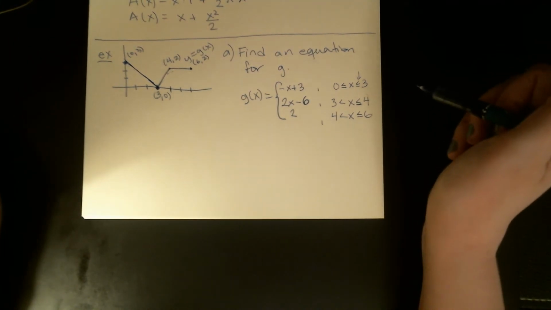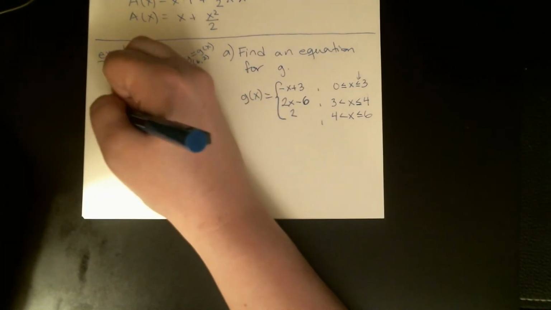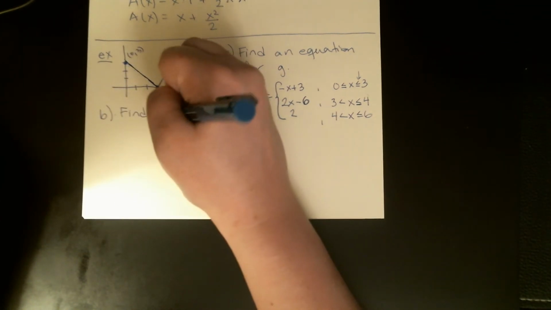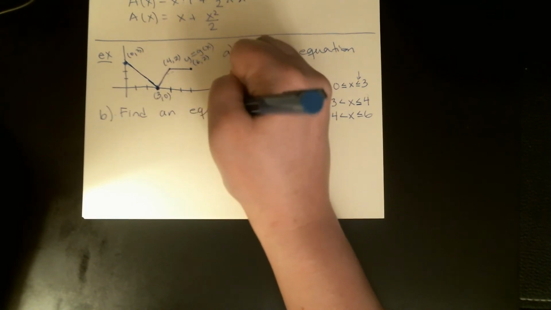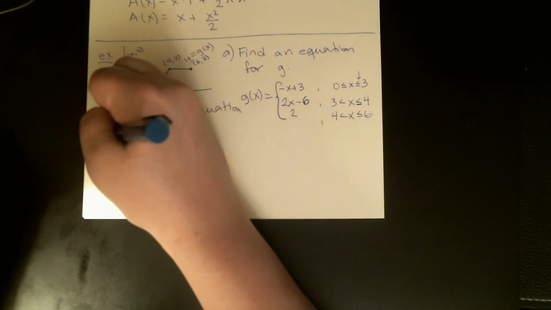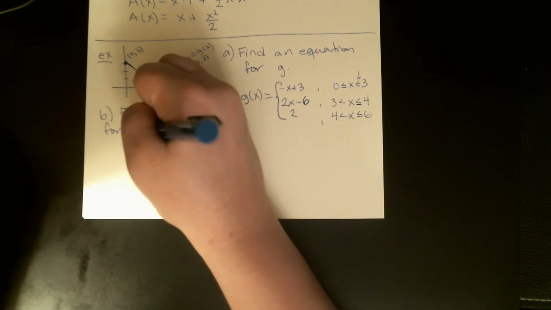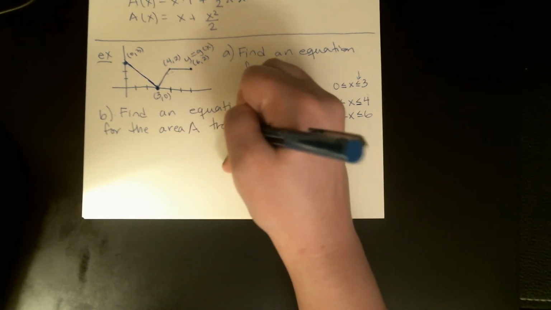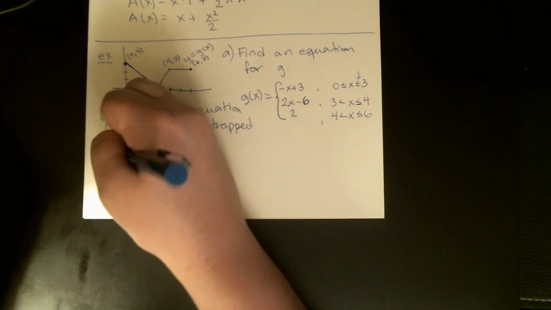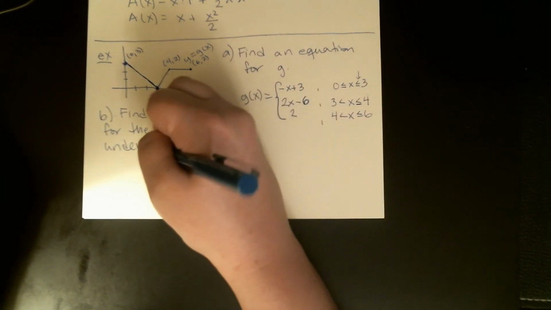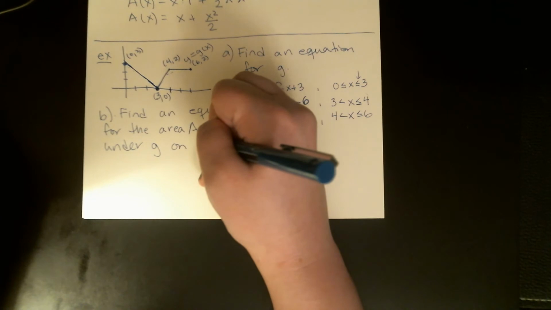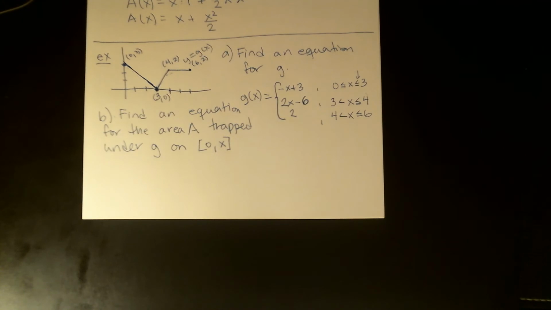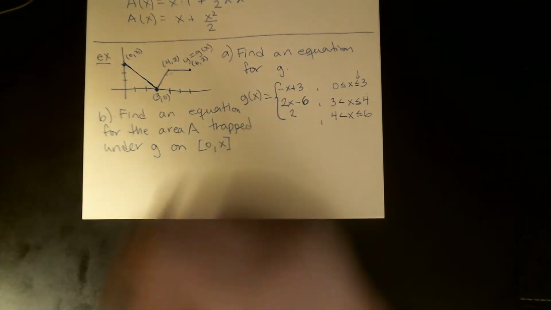Where things get interesting is when I go to trying to find the area equation. So let's say we want to find an equation for the area A trapped under the curve. So let's just say trapped under g on the interval 0 to x. So again, the idea would be we can choose any x coordinate as our stopping point.